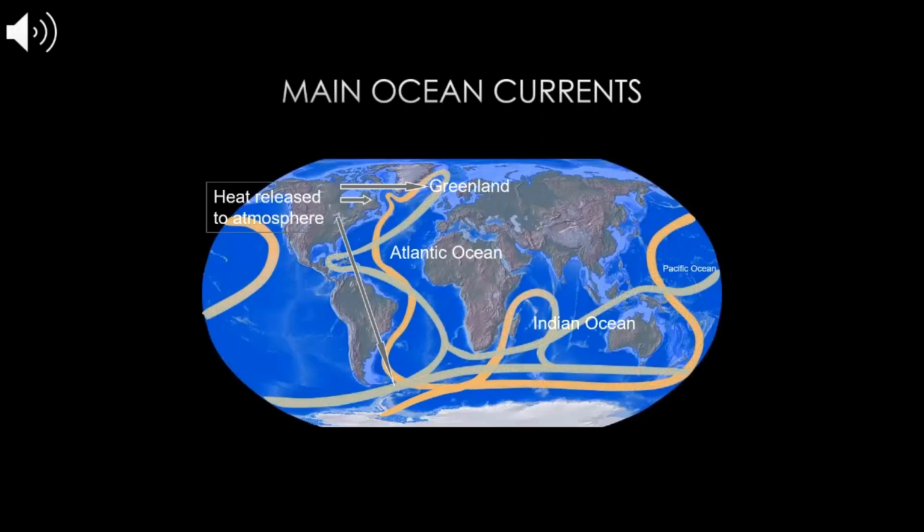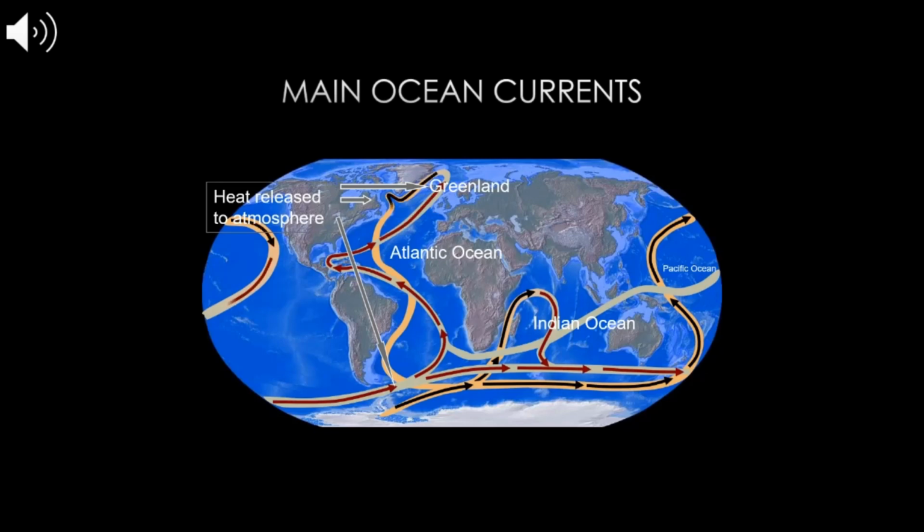Now coming to main ocean currents. In fact, ocean currents are extremely important in determining the climate of the world's continents. This model shows major ocean currents, with orange representing warm surface currents and blue representing cold deep currents. The light circles represent areas where heat is released into the atmosphere.